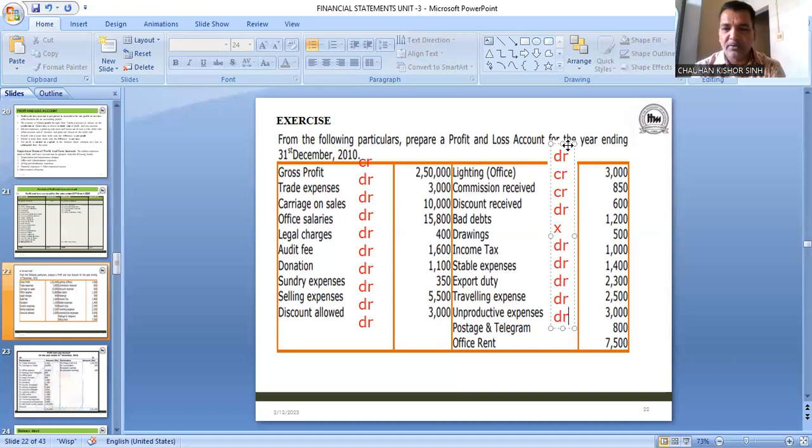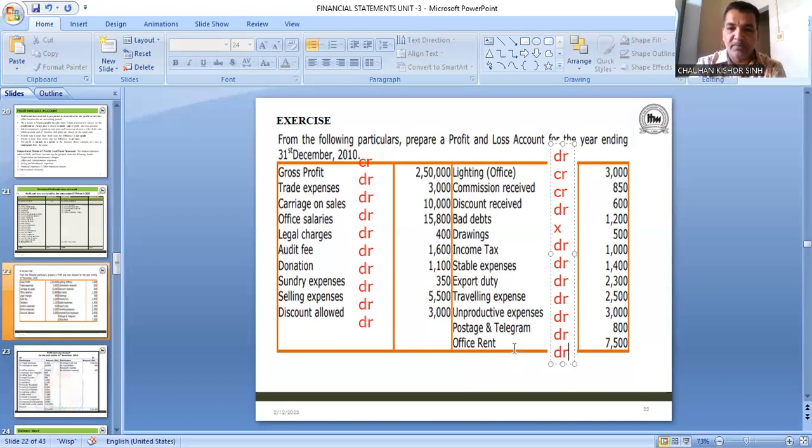So they have some amount of 3,000 rupees unproductive. Then postage and telegram expense and office rent. So all these expense are related with the office. That's why they are debited to profit and loss account.